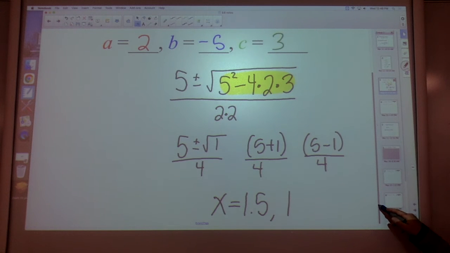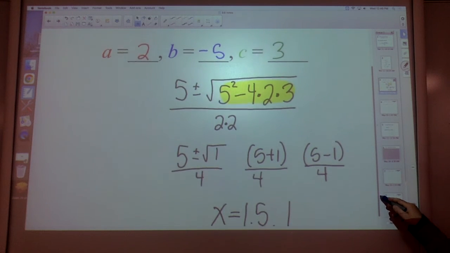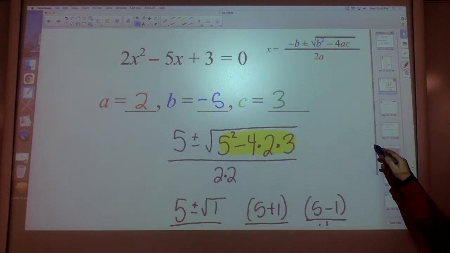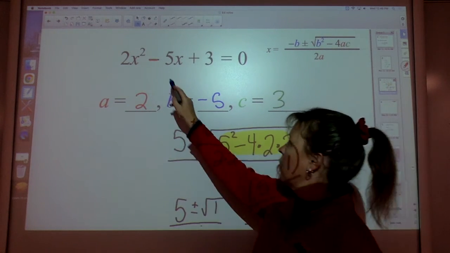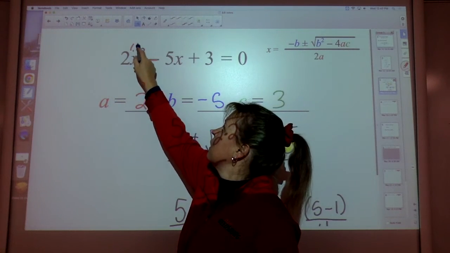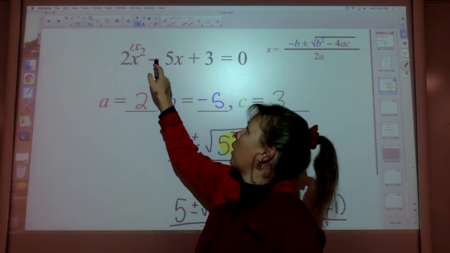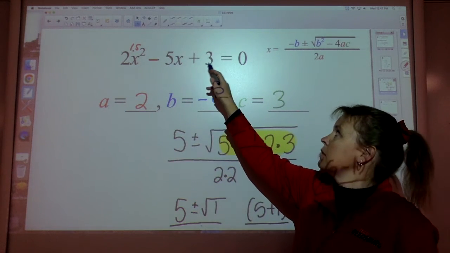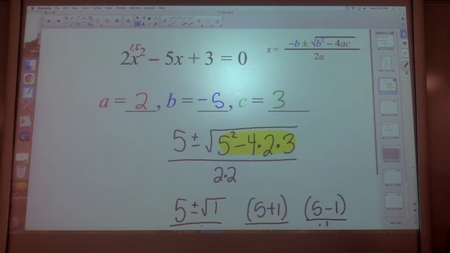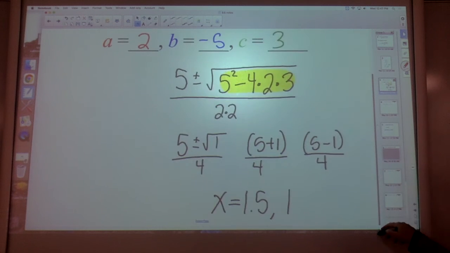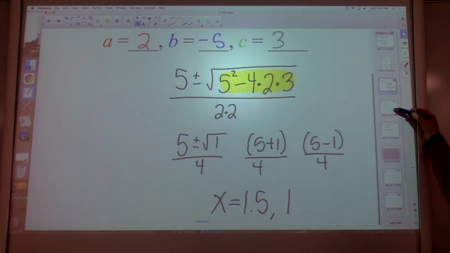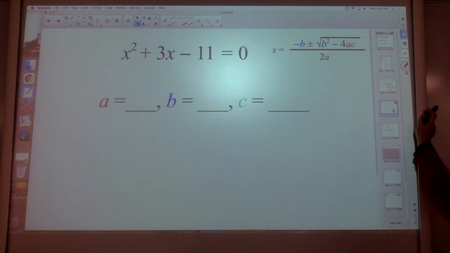And believe it or not, if you didn't believe me, if you took those answers one at a time, if you plugged in 1.5 for x and took 2 times 1.5 squared minus 5 times 1.5 plus 3 and hit equals, you would get 0. That's what we're finding every time. What value of x makes it equal 0, and it has to equal 0 or we can't solve it. If it's not set up to equal 0, then we're not doing a quadratic equation.